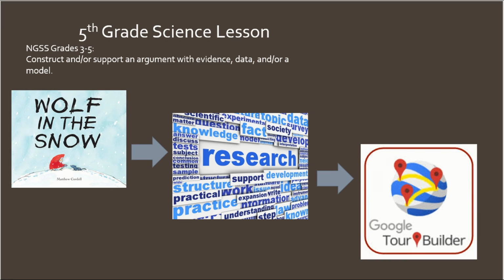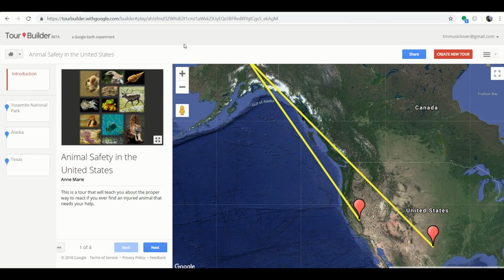Then I would have them each pick a different wild animal in a different location in the United States and do research on the appropriate way to react if you encounter this animal in the wild. Then I would have the class collaboratively create a Google tour builder showing the different wild animals in different regions of the United States and appropriate ways to respond to them if you find them in nature. Here's an example of a Google tour builder that the class might create.